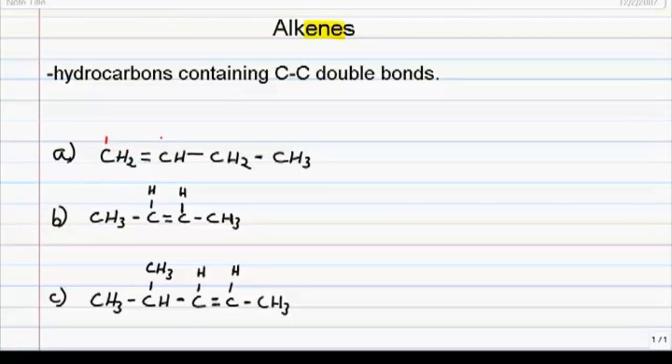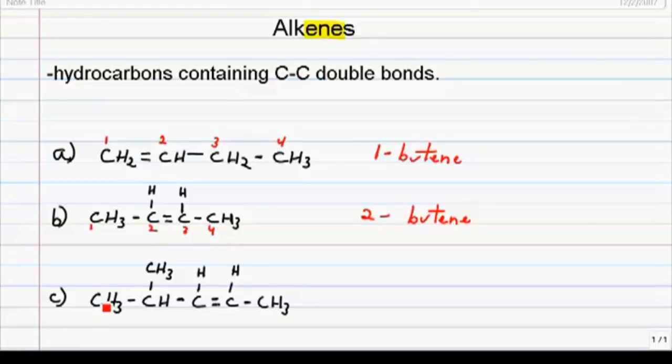In the first example, we need to number the carbons from the end nearer to the double bond. Then, because we have 4 carbons, it will be butane, but because this time it is an alkene, it will be 1-butene. The second, we have 4, so it will be butene. And then we have the double bond on the second carbon, so it will be 2-butene.